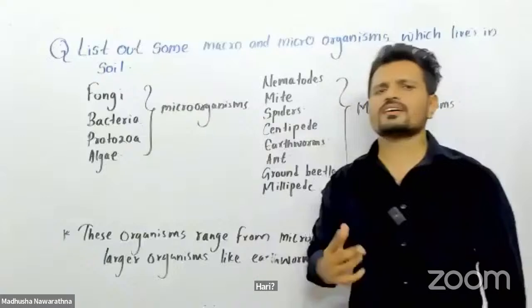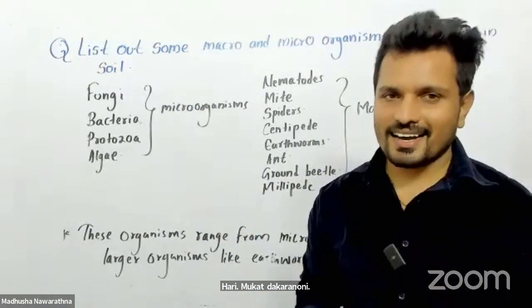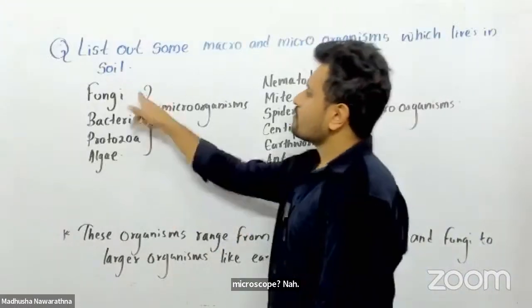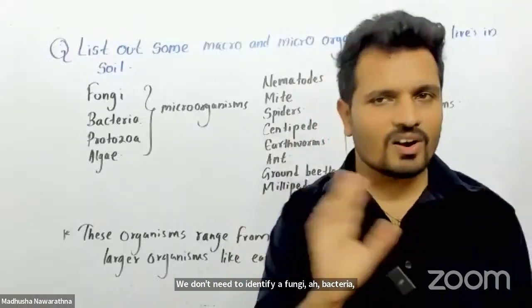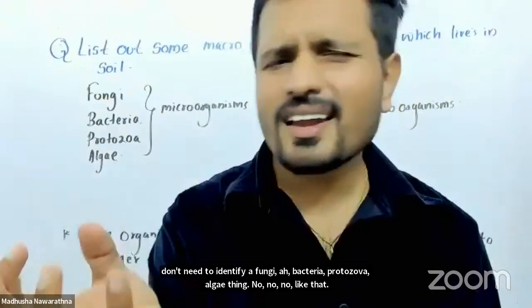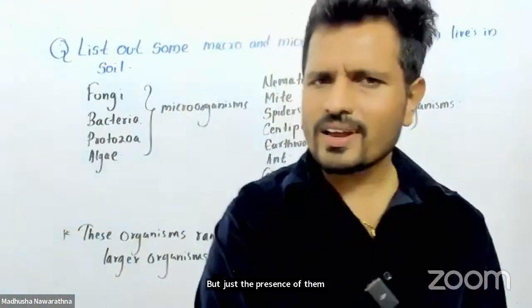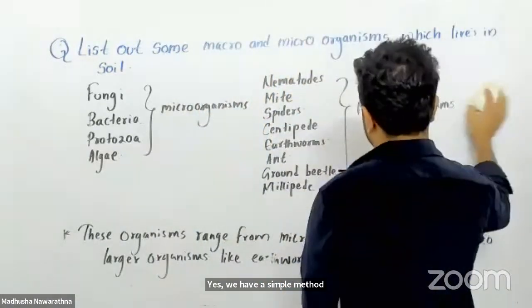So what should we do? There is no microscope either. We don't need to identify that fungi are there, bacteria are there, protozoa are there, algae are there. No, not like that. But just the presence of them, we need to identify. Yes, we have a very simple method. We'll see how. Right, okay.